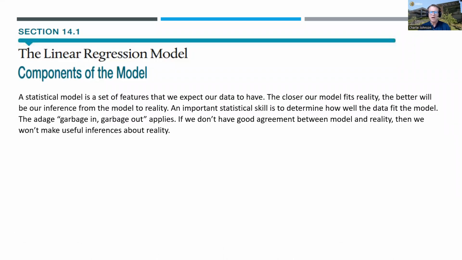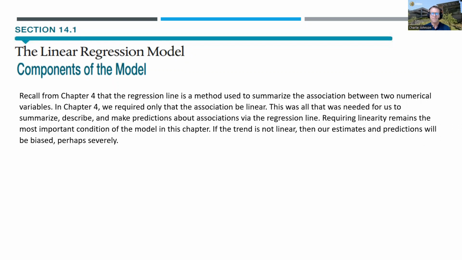A statistical model is a set of features that we expect our data to have. The closer our model fits reality, the better will be our inference from the model to reality. An important statistical skill is to determine how well the data fit the model. The adage "garbage in, garbage out" applies. If we don't have a good agreement between model and reality, then we won't make useful inferences about reality.